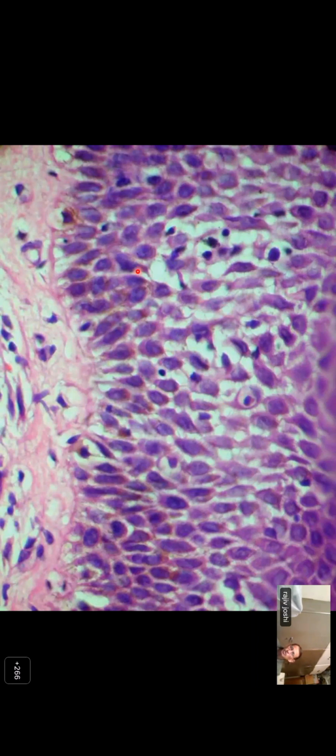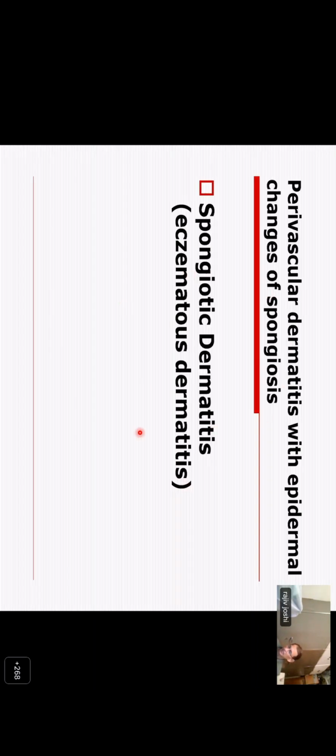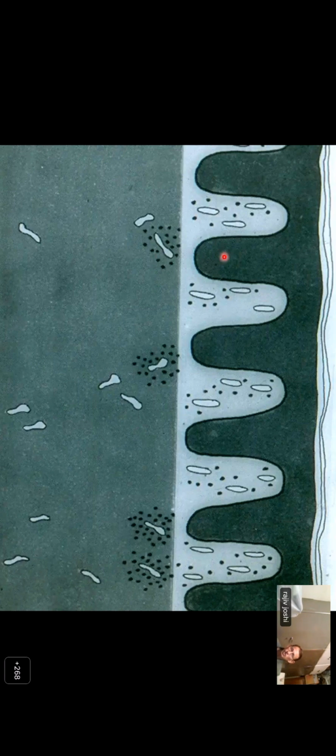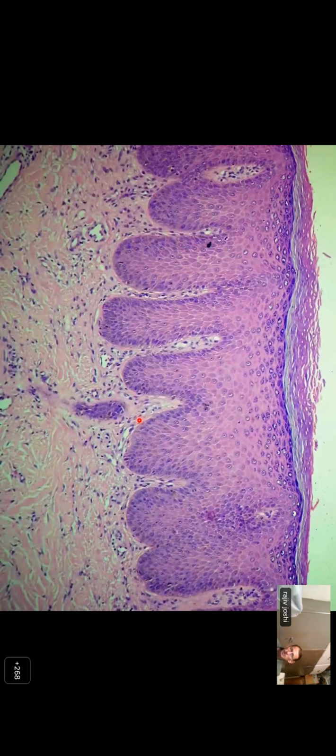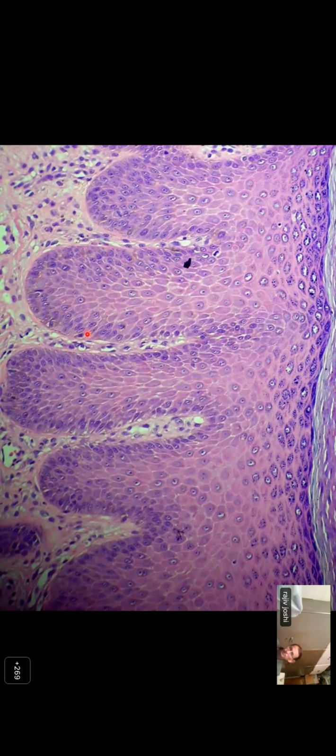The other thing is with spongiosis, you can get inflammatory cells, usually lymphocytes. So this is known as exocytosis of lymphocytes. A few lymphocytes are seen within the epidermis. Otherwise, normally you don't see lymphocytes within the epidermis. So spongiotic dermatitis. So that would be one pattern. Then psoriasiform. So this is psoriasiform pattern, where you have elongated rete ridges.